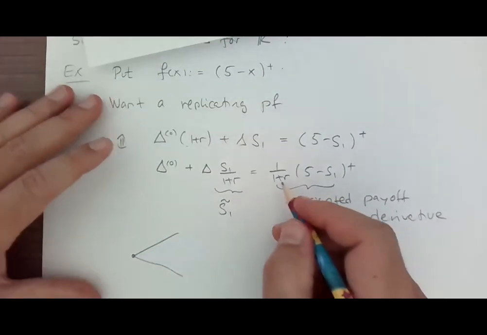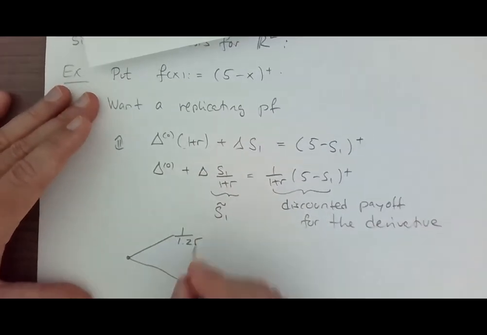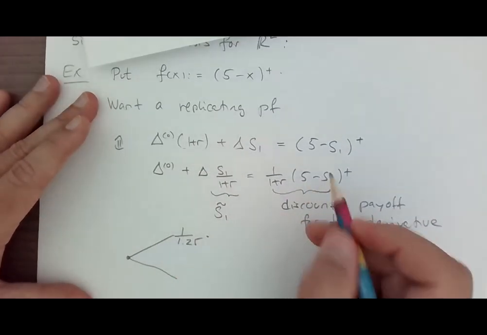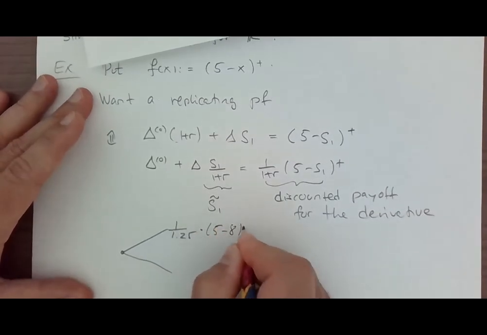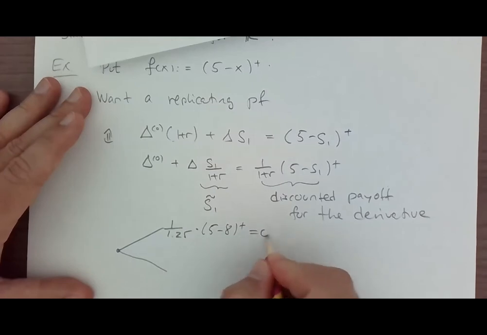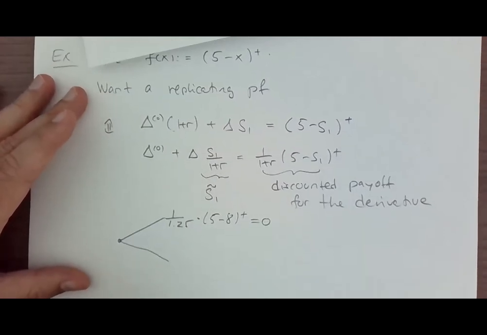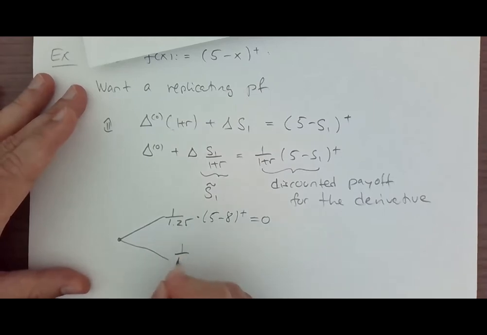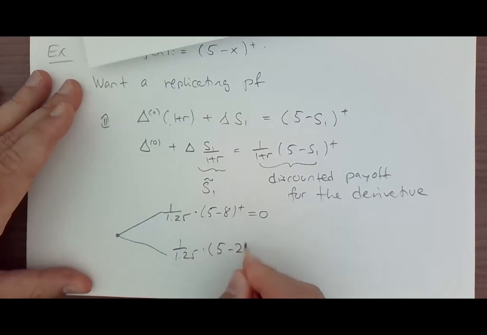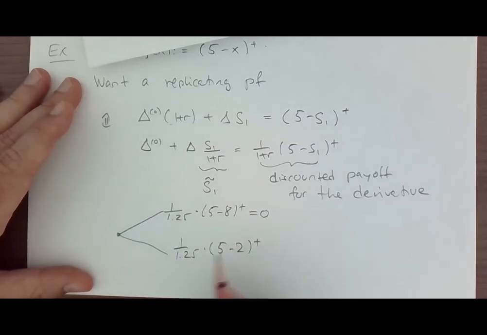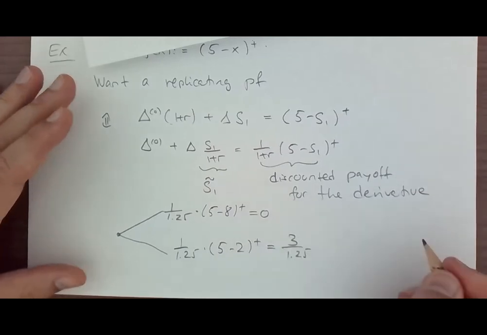And so what will be in our example, this would be 1 divided by 1.25 times 5 minus the stock price in the upstate, which was 8. So this is 5 minus 8, positive part, this is a 0. In the downstate it's 1.25 times 5 minus, and then it's a 2, positive part. So this is a 3. This is 3 divided by 1.25.